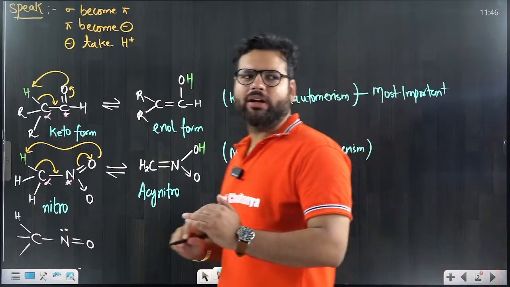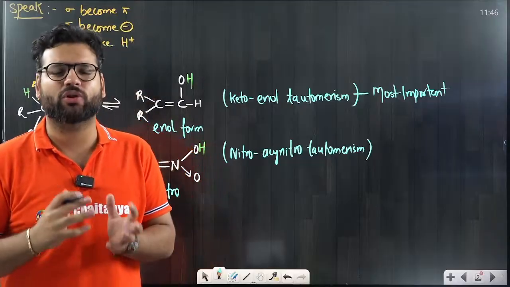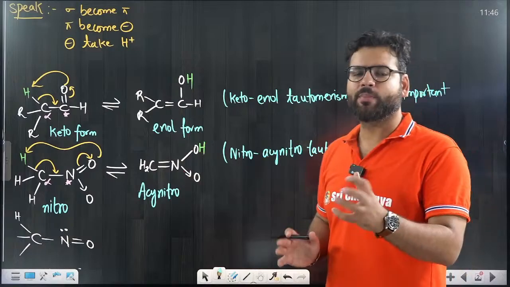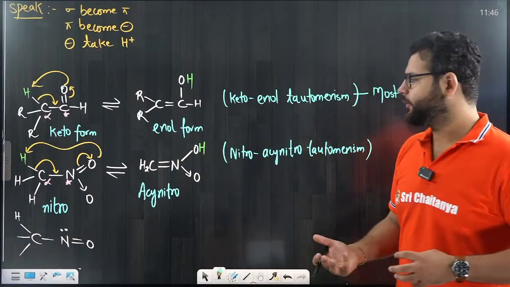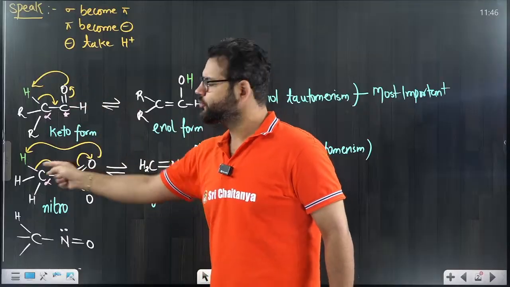I am telling you the different cases just so that if a question comes, which of the following can show tautomerism and cannot show tautomerism, we should be able to tell. So the condition is simple. A double bond B kind of thing should be there next to the alpha carbon.